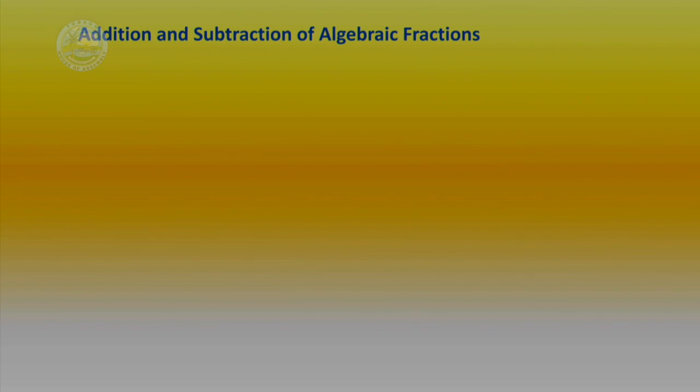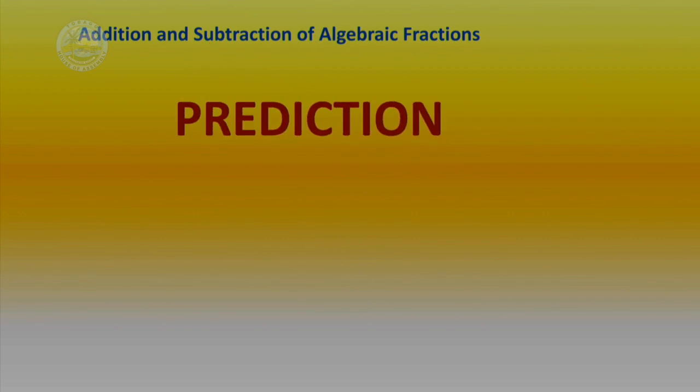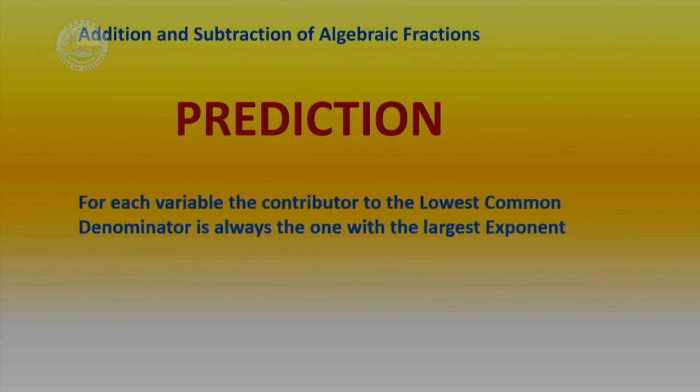This is another example. We are able to make a prediction. What is this prediction? The prediction here is this. For each variable, the contributor to the lowest common denominator is always the one with the largest exponent. Oh, interesting concept. Let's try it again. So the prediction that we want to make here is that for each variable, the contributor to the lowest common denominator is always the one with the largest exponent.